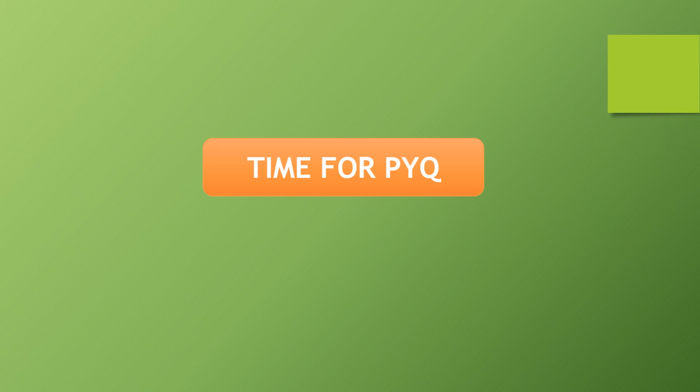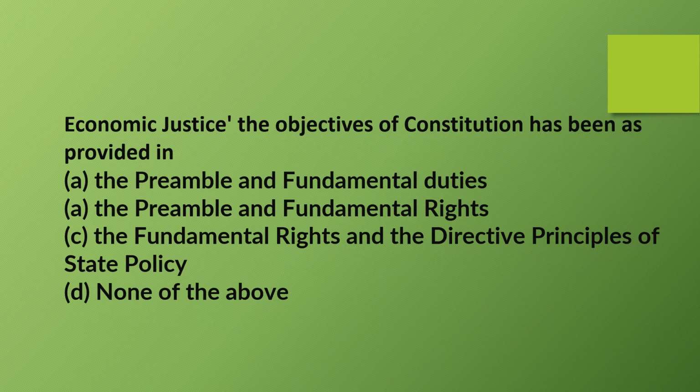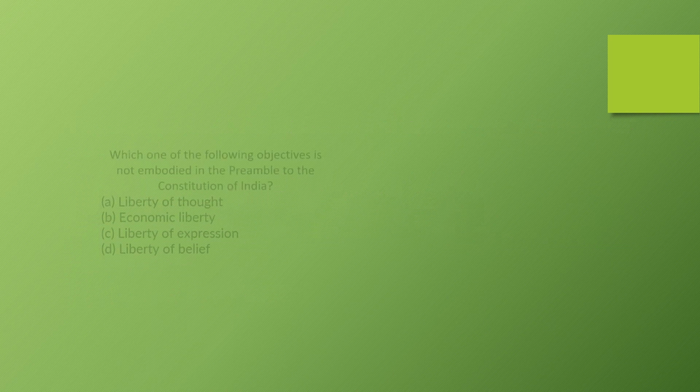Now it's time for previous year questions. Economic justice, the objective of constitution, has been provided in: option A, the preamble and fundamental duties; option B, the preamble and fundamental rights; option C, the fundamental rights and directive principles of state policy; option D, none of the above. The answer is the preamble and fundamental rights.